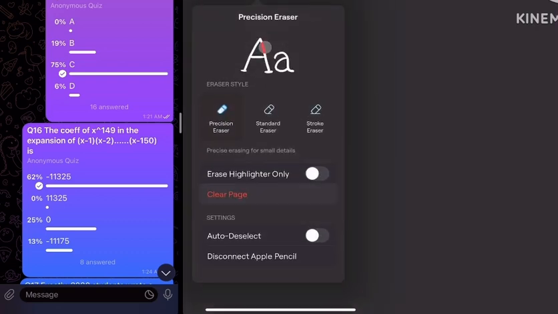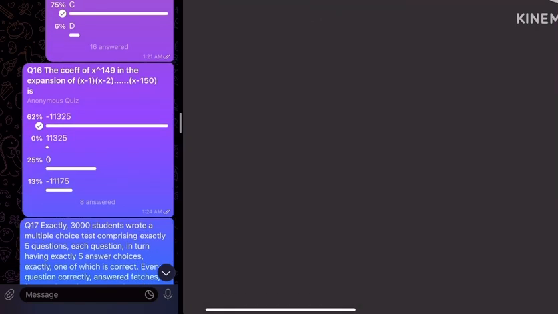Next one, this is also a good one. (x minus 1)(x minus 2), it will go on till (x minus 150). Our question is the coefficient of x to the power 149. First of all, calculate how many brackets there are: 150 minus 1 plus 1, so 150 brackets are there.